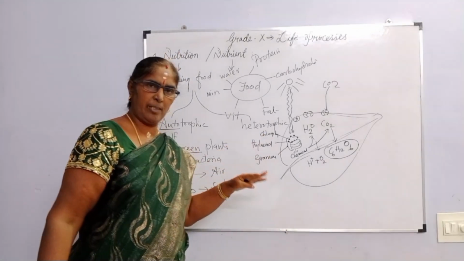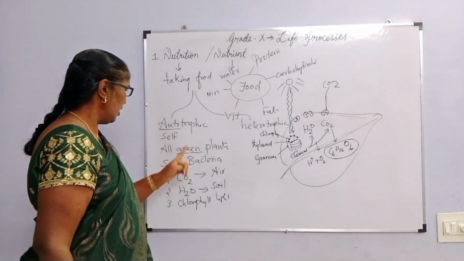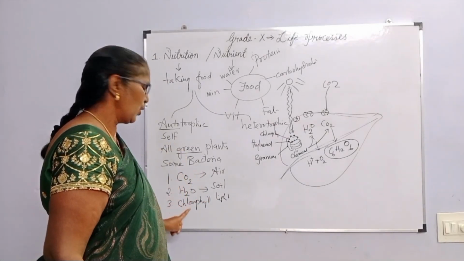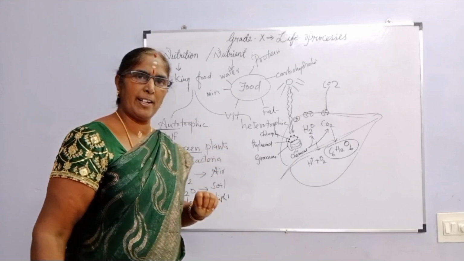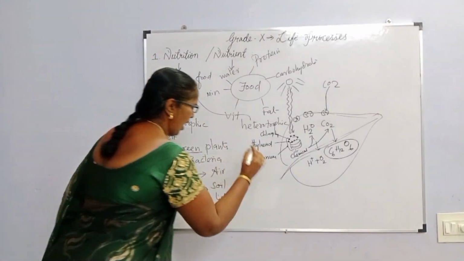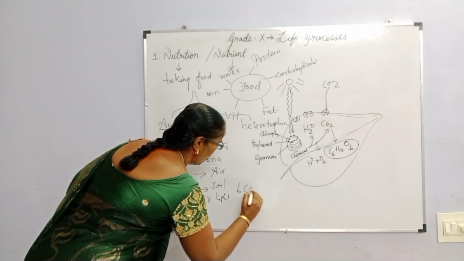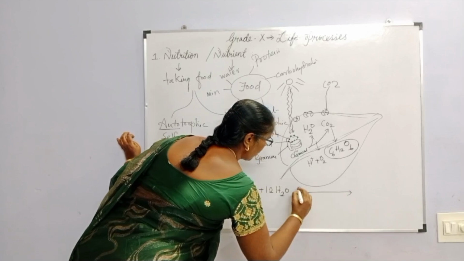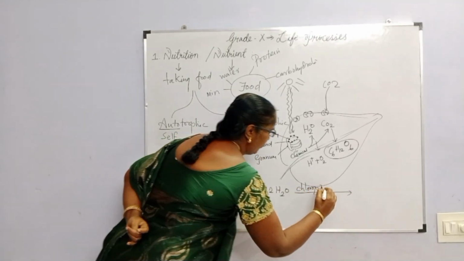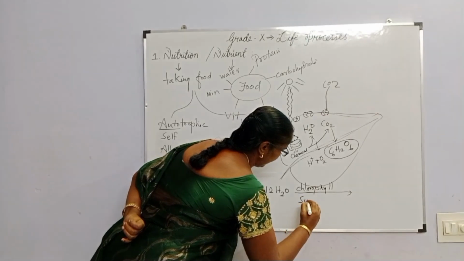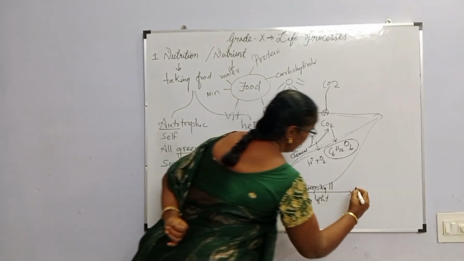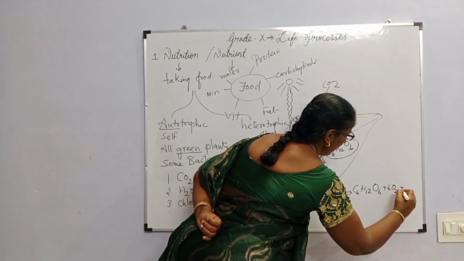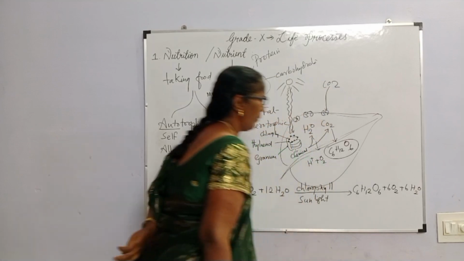Children, for this question, 4 questions will arise. What will they ask? What are the raw materials necessary for photosynthesis? Carbon dioxide, water, chlorophyll, sunlight. These 4. What is the byproduct? Before that, I will write the formula. 6CO2 plus 12H2O with the help of chlorophyll and sunlight gives C6H12O6 plus 6O2 plus 6H2O.